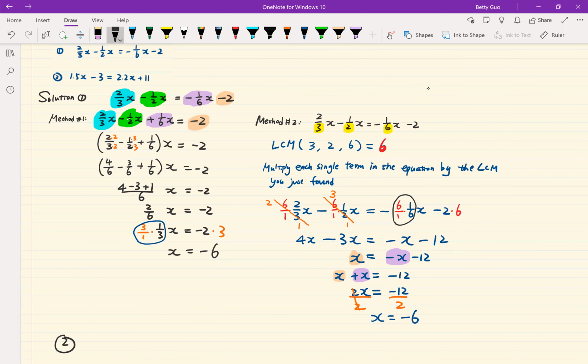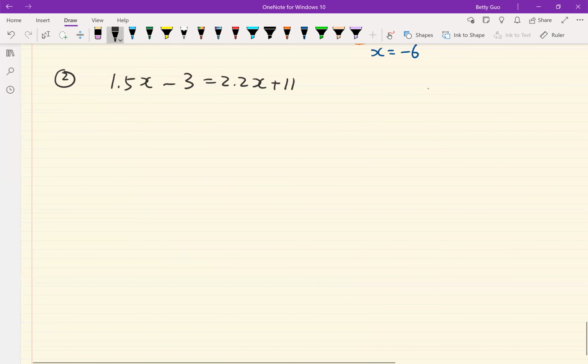Number 2, the equation is 1.5x minus 3 equals 2.2x plus 11. For this problem, I will also use 2 different methods to process it. The first method is the recommended method from the book, clear the decimal from the very beginning. But this time I would recommend the second method.